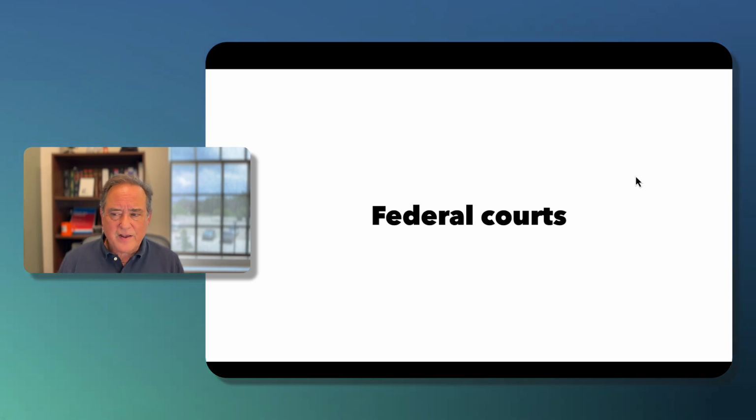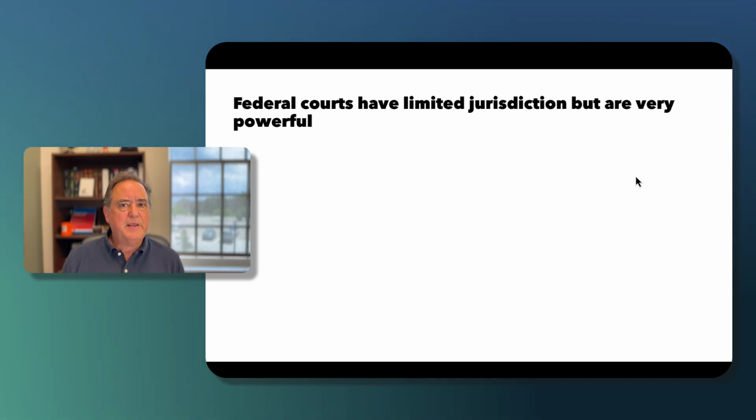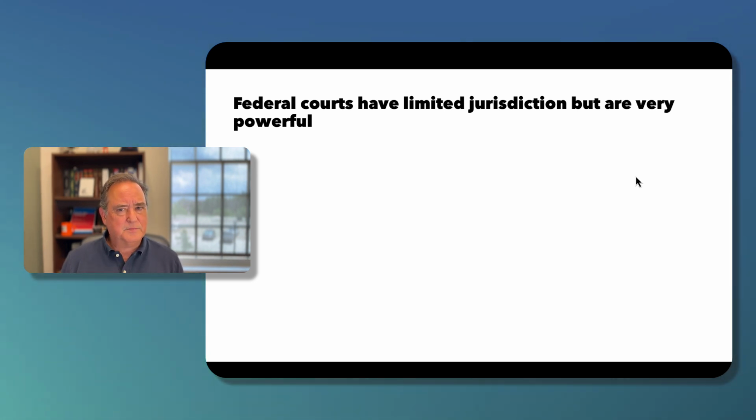Now let's look at federal courts. Federal courts have limited jurisdiction, but can be very powerful. Now, before we start talking about federal courts, I should mention this very important fact that if you were to design a judicial system to be as complicated as possible, as convoluted as possible, and to be as least cost efficient as possible, you would devise a system somewhat like the one the United States has.